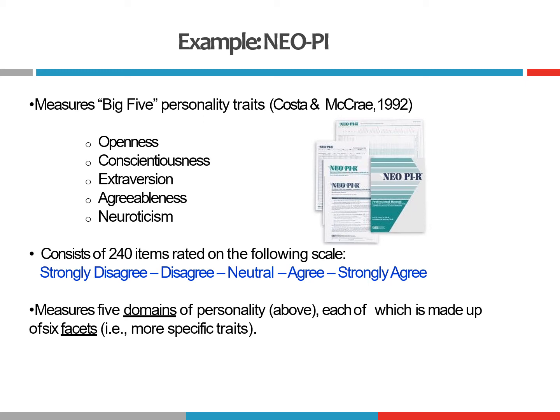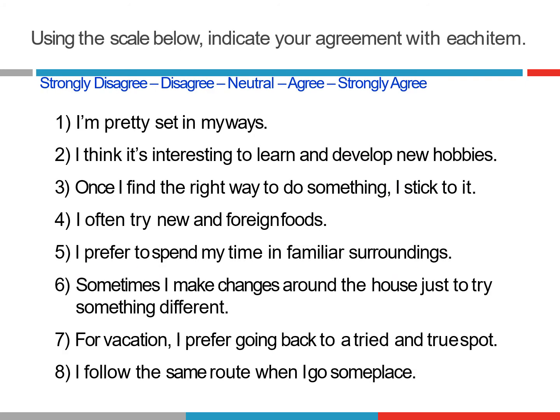Okay? So what I would like you guys to do is look at the following scale for adventurousness. Okay? So what you're going to do is you're going to indicate using the scale below your agreement with each of these 8 questions. Okay? So for example, for number 1, I'm pretty set in my ways. Do you strongly disagree? Disagree? Are you neutral? Do you agree or strongly agree? Okay, so do that for each of these 8 items.